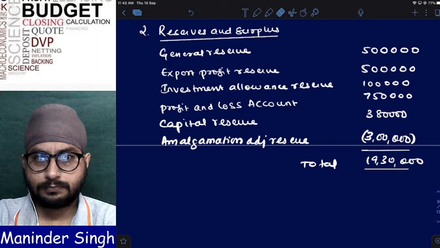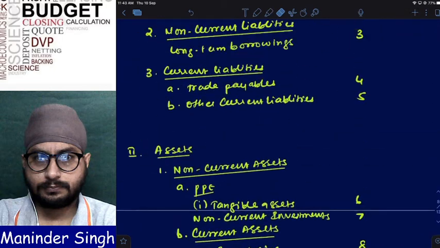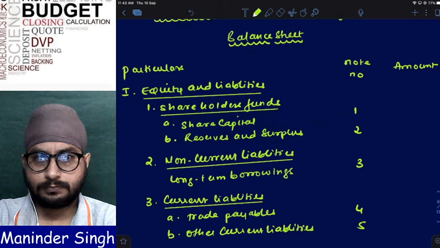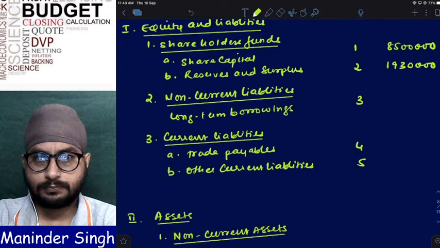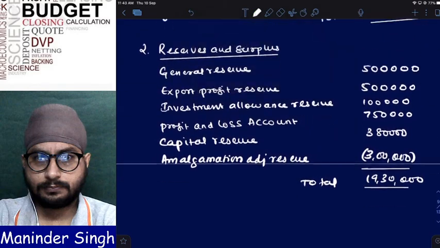So 19 lakhs 30,000. I hope reserves and surplus also you have made a note, right? So 19 lakhs 30,000, I'll go here and write it. And how much was the share capital? 85 lakhs. Here 85 lakhs. Note number 3, long-term borrowings.